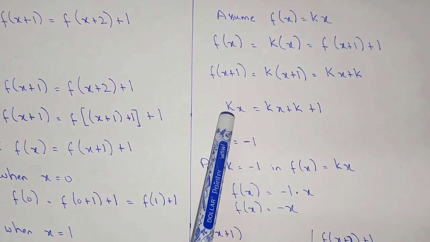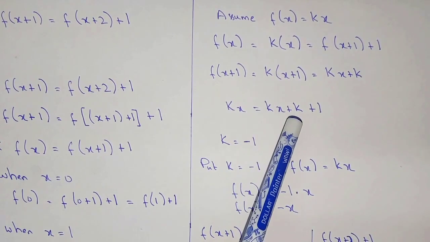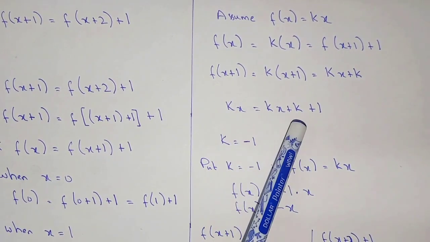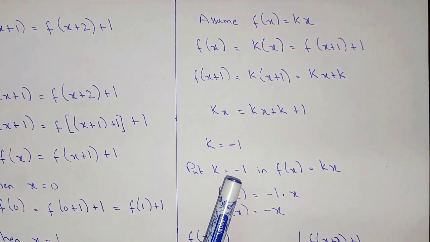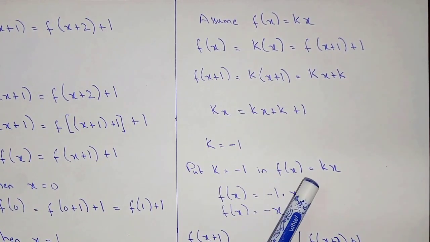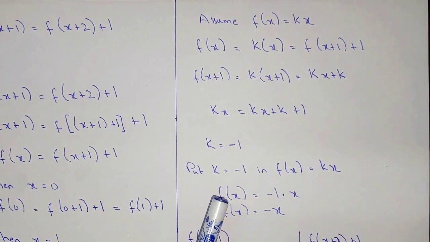Now if kx cancelled, then k + 1 = 0. It means k is equal to negative 1. Now if we put k = -1 in f(x) = kx, then f(x) = -1 into x. So f(x) = -x. So this is actually the answer, the input value f(x) = -x.